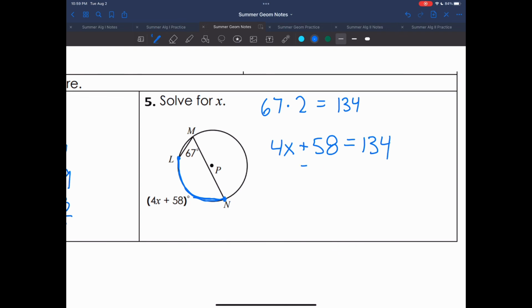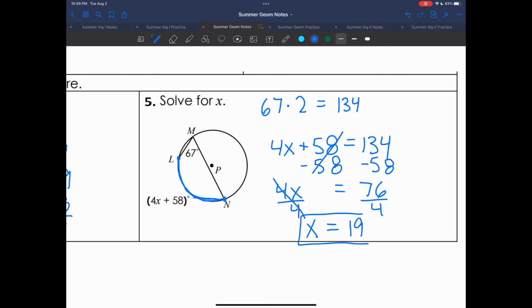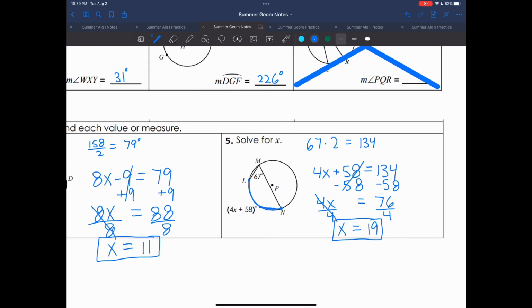So we know we're going to subtract 58 from both sides. These are going to cross out. We get 4x equals 134 minus 58. What is that? 76. And then from there, we are dividing both sides by 4. And totally fine if you're using a calculator for the computational parts of things. Most teachers will let you do that. And that's going to give us x equals 19. And we're done.